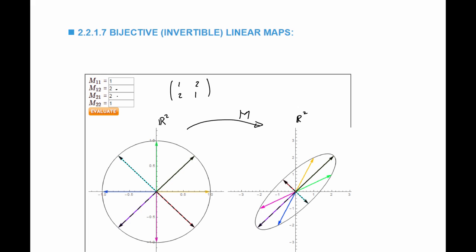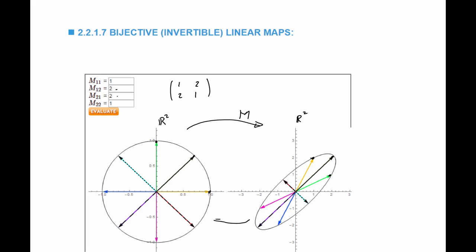And so right here you can see it takes that green vector and gives me this new green vector. Takes that black vector and gives me that black vector. Takes the yellow vector and gives me that yellow vector. And so on. And so, as you can see here, it takes a circle of vectors, these are the vectors that have unit length 1, and gives me an ellipse of new vectors. Now, you can always find an inverse to this particular map.